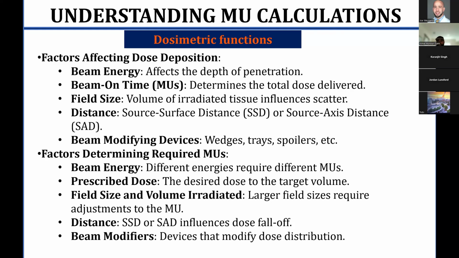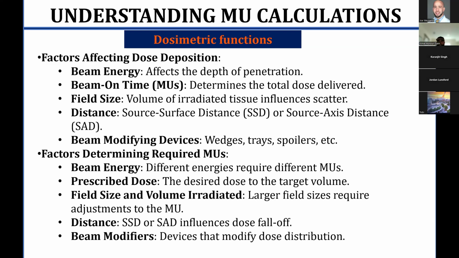Distance here could either mean SSD, source to surface distance, or source axis distance, and essentially is a key geometrical parameter that we need to consider here. The key physical parameter that dictates how distance affects our calculation goes through the inverse square law, which essentially describes how the radiation intensity diminishes with distance from the source.